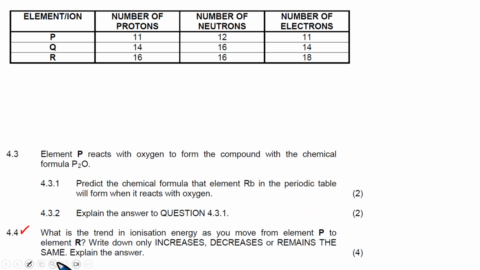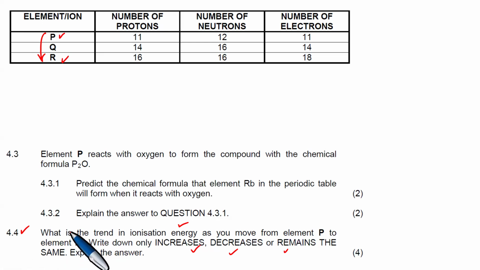Let's look at the next question, question 4.4. What is the trend in the ionization energy as you move from element P to element R, in this direction? Write down only increases, decreases, or remains the same. Explain your answer.